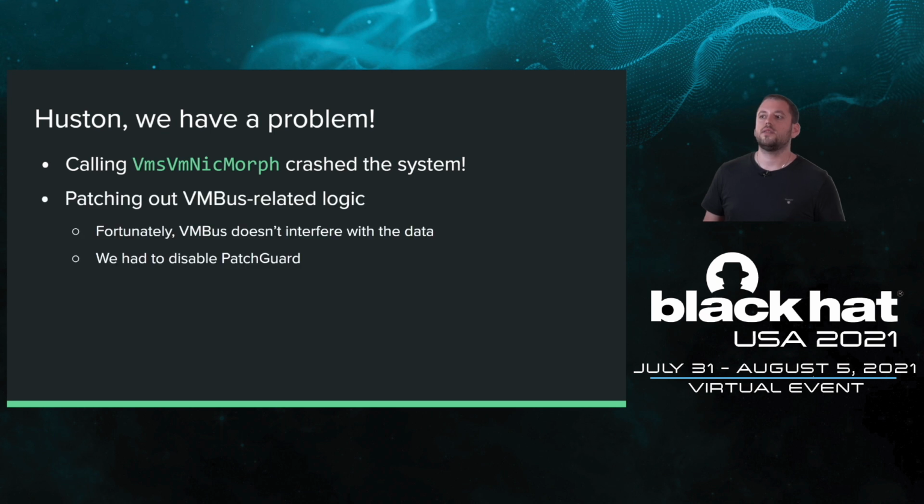So we decided to patch out any call to VMBus-related logic and VMBus-related functions, because we understood that VMBus is not our target. vmswitch is our target, and VMBus does not interfere with the data that is being sent from the child partition to the root partition. So we were not interested in it, so we decided to patch it out. And in order to patch out or modify any Microsoft signed code within the kernel, obviously you'll have to disable PatchGuard. Otherwise, the system will crash.